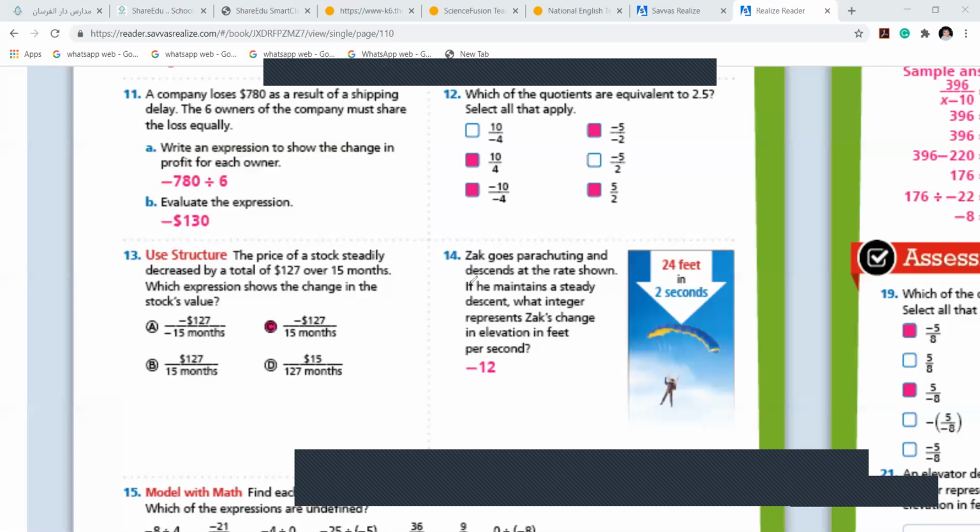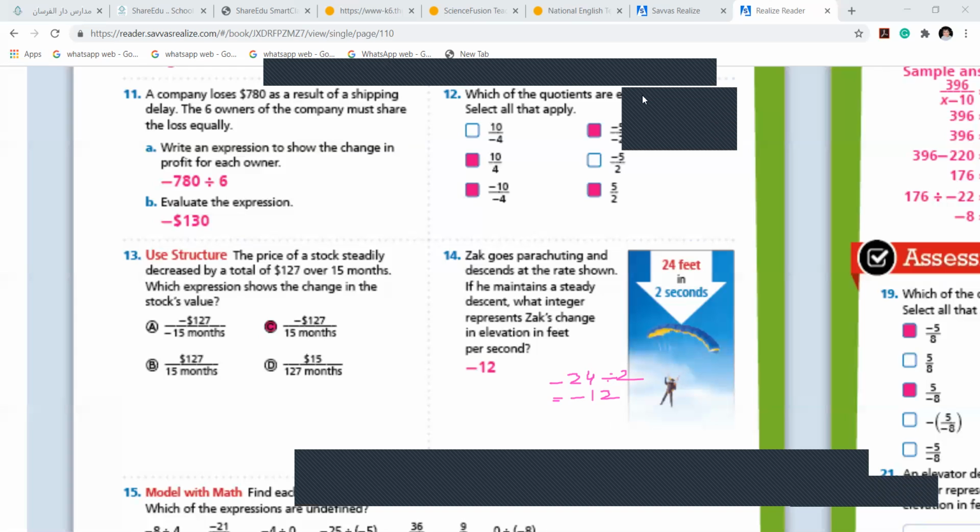Zach goes parachuting and descends. Descends means going down, minus, 24 in 2 seconds. So per second means you will divide. You get this expression, girls. Because it's descending, it's minus 24 divided by 2. So your answer gets minus 12. All right? Okay.